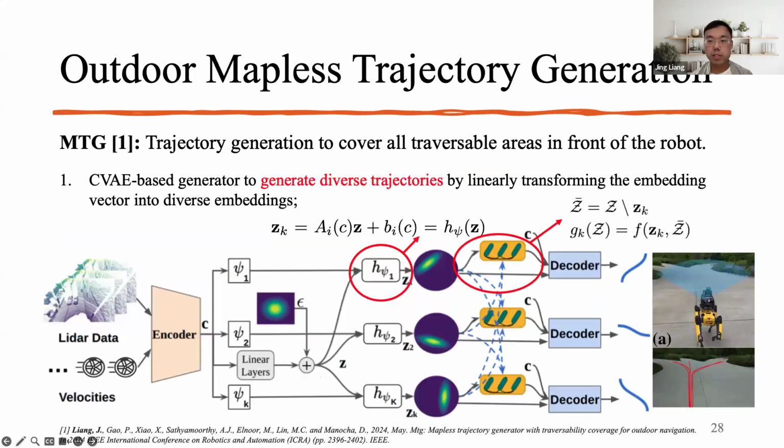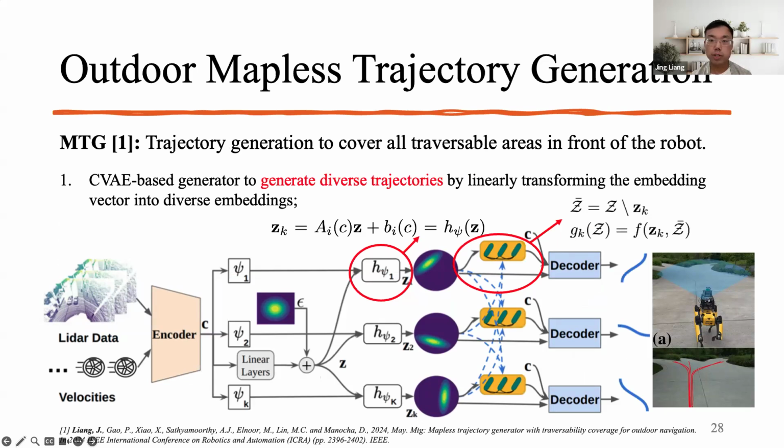And this is a representative work for traversability analysis. We address this problem from the navigation perspective. So in this work, instead of estimating the traversability of the scenario, we generate diverse trajectories to cover all traversable areas in front of the robot.